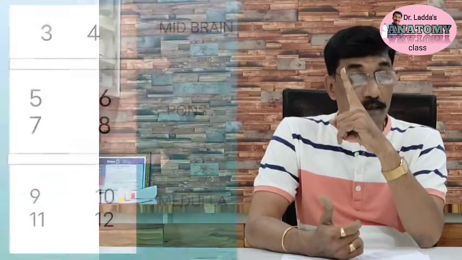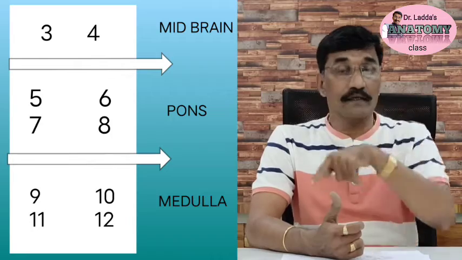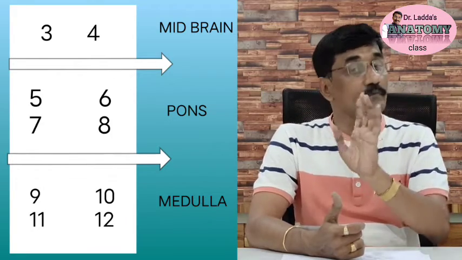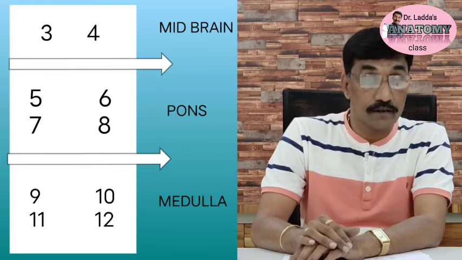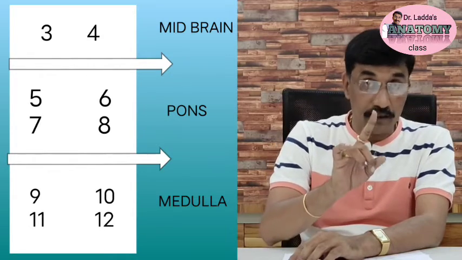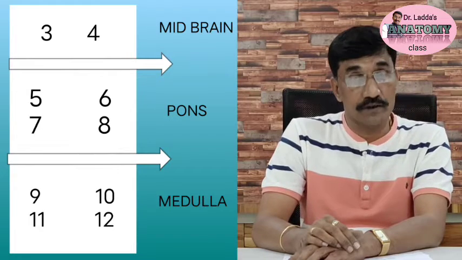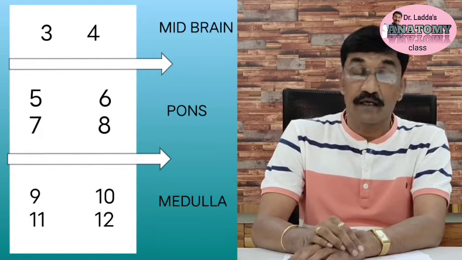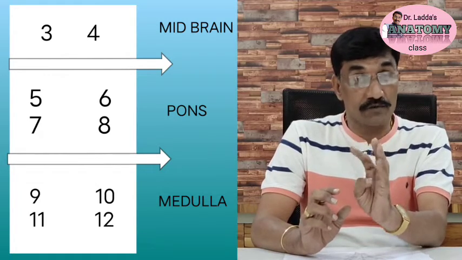Number one, midbrain. Number two, pons. And number three, medulla oblongata. Draw a rectangle and divide the brainstem into three parts. The upper part is midbrain; write 3 and 4 there, the third and fourth alphabets. At the pons, write 5, 6, 7, 8. And at the medulla oblongata, write 9, 10, 11, 12.